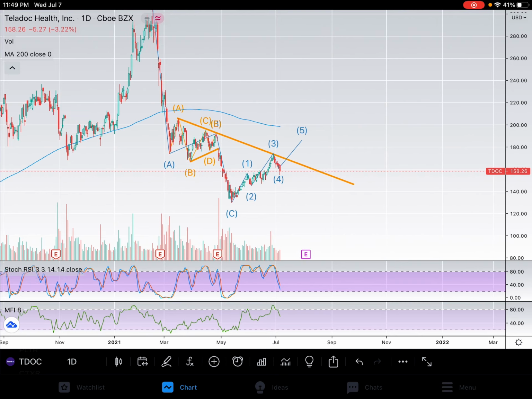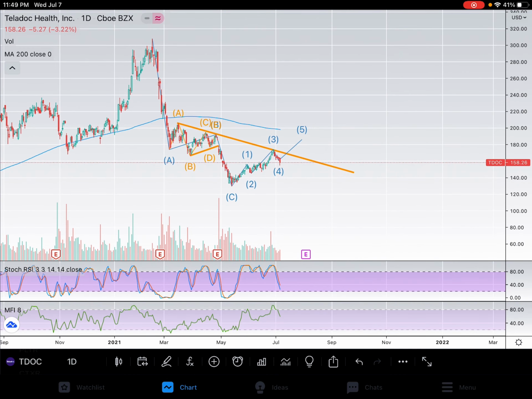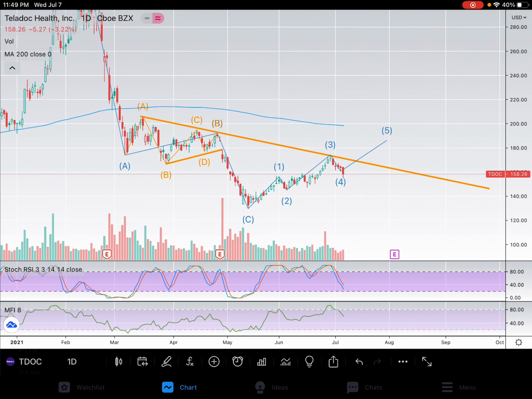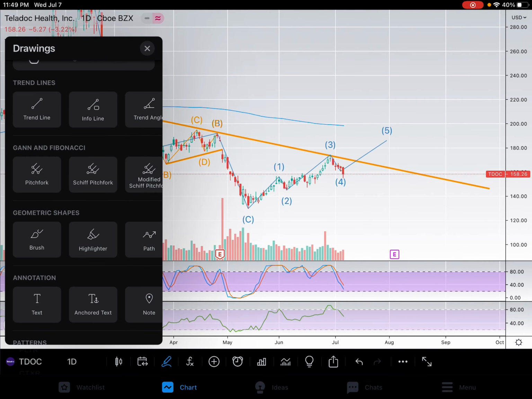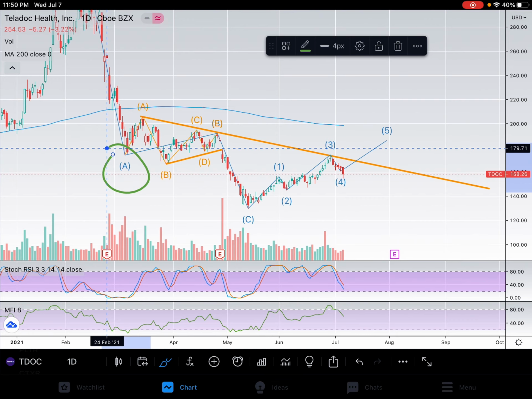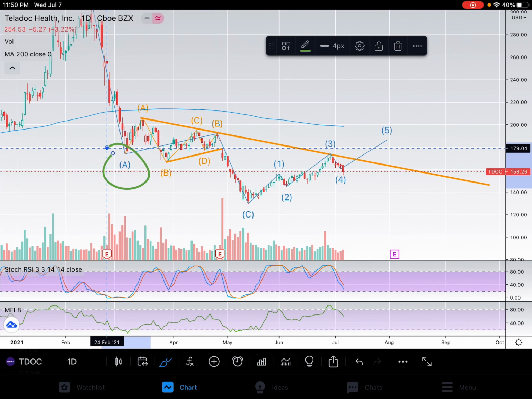So what I got here, right now, it looks like it's trying to recover. We have a trend line that it's bouncing off of every time it hits it. So right now we have, let me get the brush out. We have the first leg, A, and then we have an A, B, C, D, and then you can't see the last letter, but it's an E.